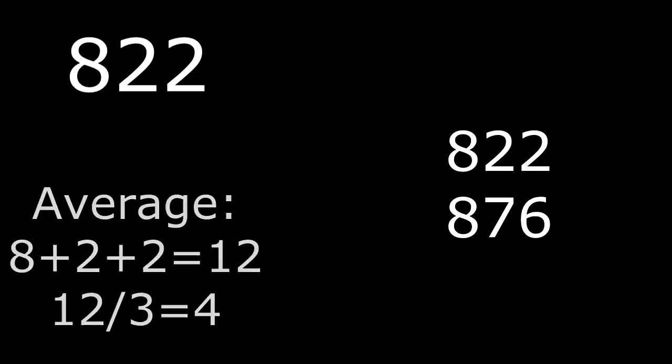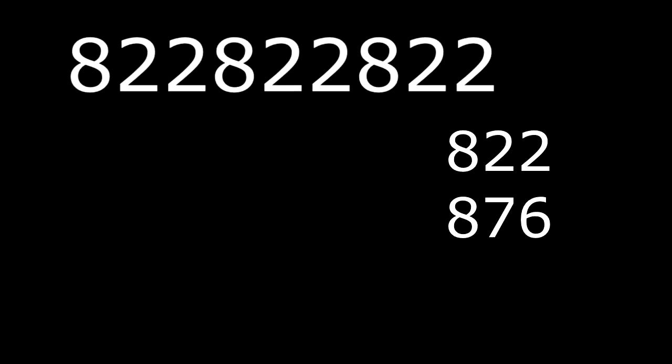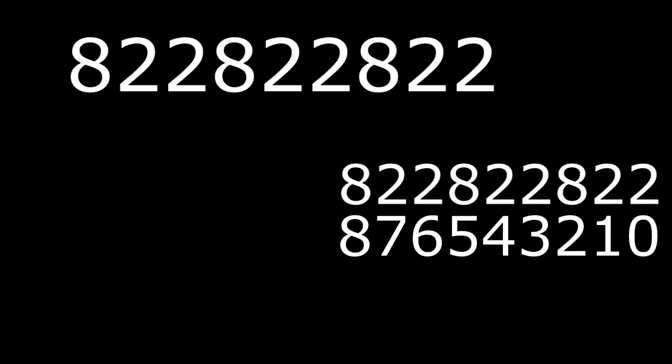Well, not quite. Remember, like the last example, 8-2-2 is repeated. Let's write it out and keep checking. 5, 4, 3, 2, 1, 0. No matches means no collisions, and no collisions means 8-2-2 is indeed a valid Siteswap.